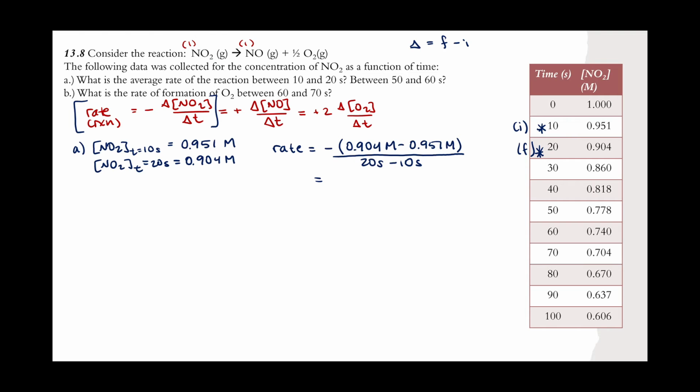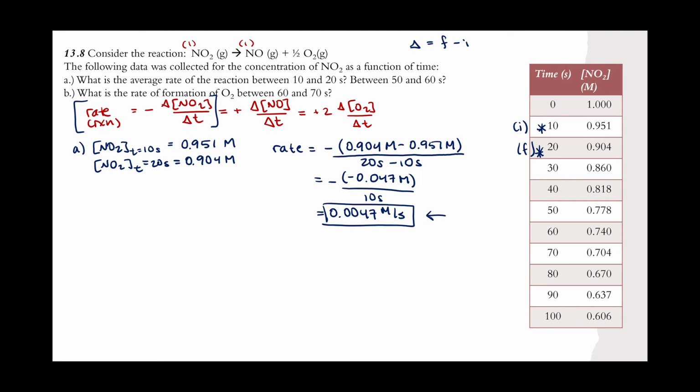Now, if I go ahead and simplify the numerator, that comes out to be negative 0.047 molarity divided by 10 seconds. And then if I go ahead and do that division, my negative signs will cancel out, and I'm left with positive 0.0047 molarity per second. And that would be my first rate. So the rate of the reaction would be equivalent to this right here. That would be the average rate between 10 and 20 seconds.